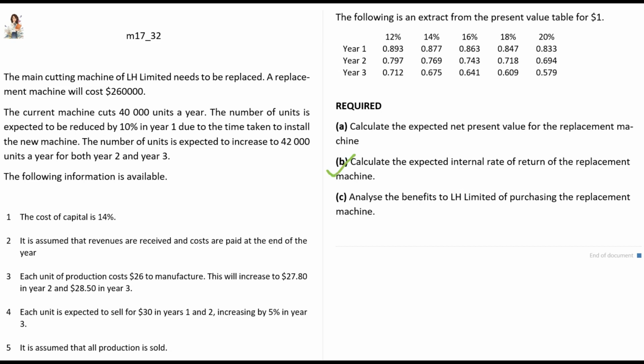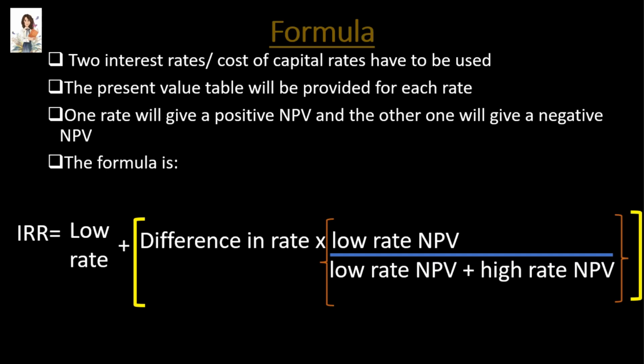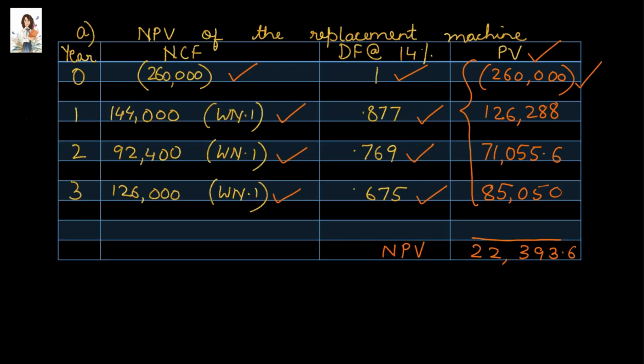In part B, we have to calculate the expected internal rate of return of the replacement machine. We already know that to find the IRR, two cost of capital rates are required, one of which will give a positive NPV and the other one will give a negative NPV. We have already arrived at a positive NPV using cost of capital of 14%. We must now find a rate which will yield a negative NPV.